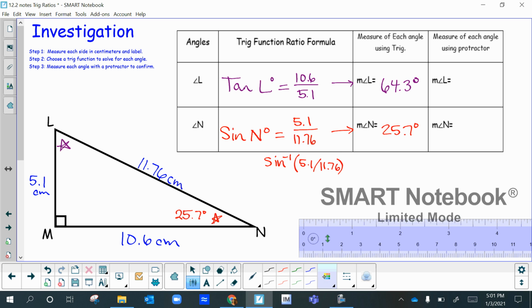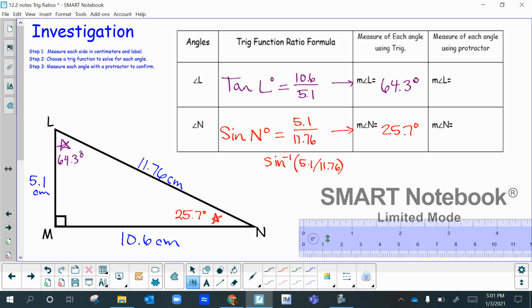The other one was 64.3 degrees. Now, just for kicks, do those add up to 180 degrees? Let's double check that. 64.3 plus 25.7 equals 90. Yep, and 90 plus 90 equals 180.